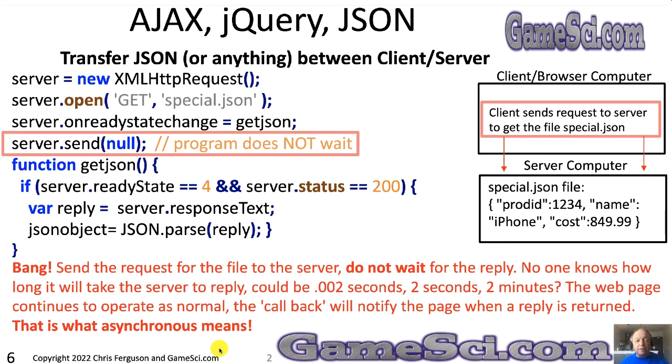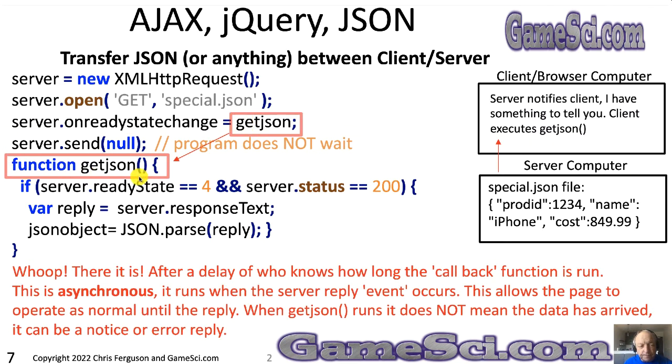This is what asynchronous means, right? The A in AJAX stands for asynchronous. It means when the request gets sent to the server, the client doesn't wait for the reply. It continues on. You can see what's happening here. The client sends the request to the server. That's what the send method does. It takes this information, sends it off to the server. It asks for the file special.json, so the request has now been made to the server. We will not run getJSON until a reply is sent.